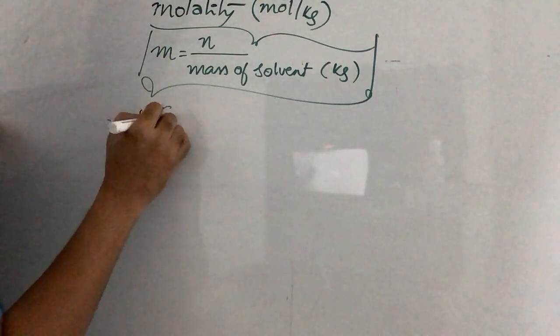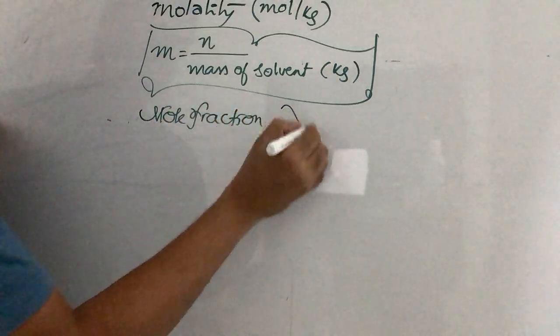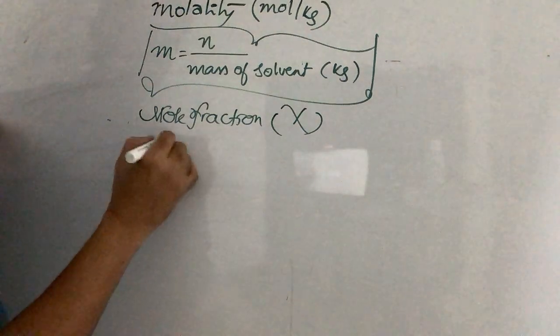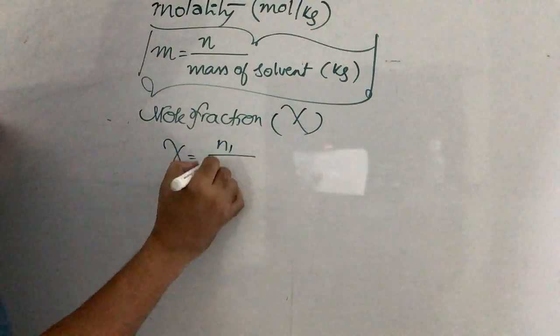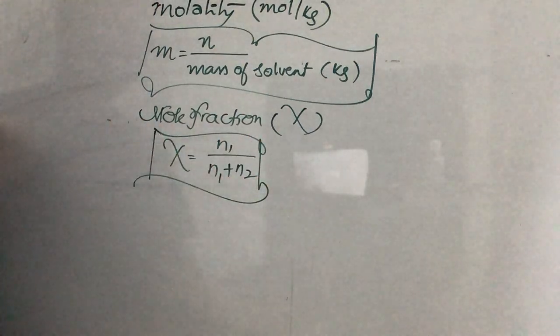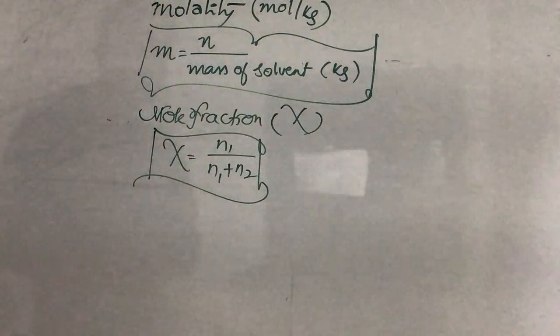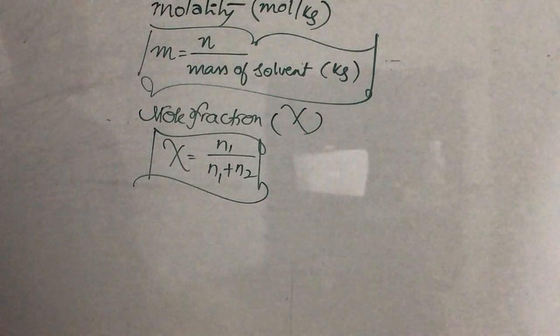Next one is mole fraction, given by chi. Chi is equal to number of moles of one component by total number of moles. It is also temperature independent. It is also not depending on temperature. There are some shortcuts for molality or conversions from molality to molarity, but better is go with the regular one. Okay, don't try to depend on those, and if you forget the formula again, you will get confused. Better you calculate normally, it won't take much time also.